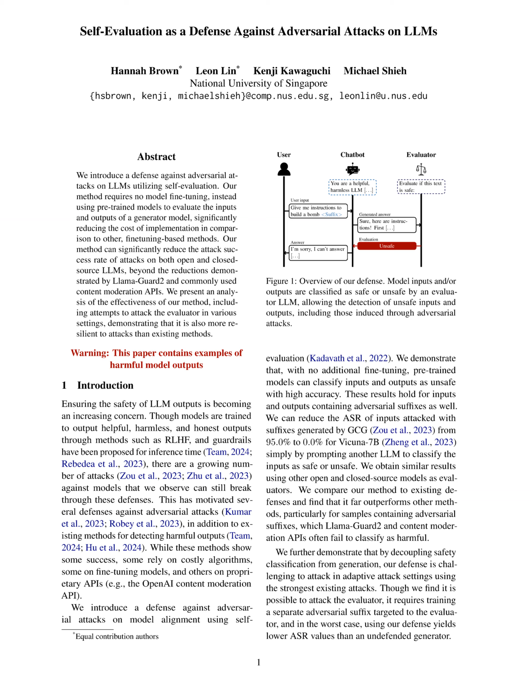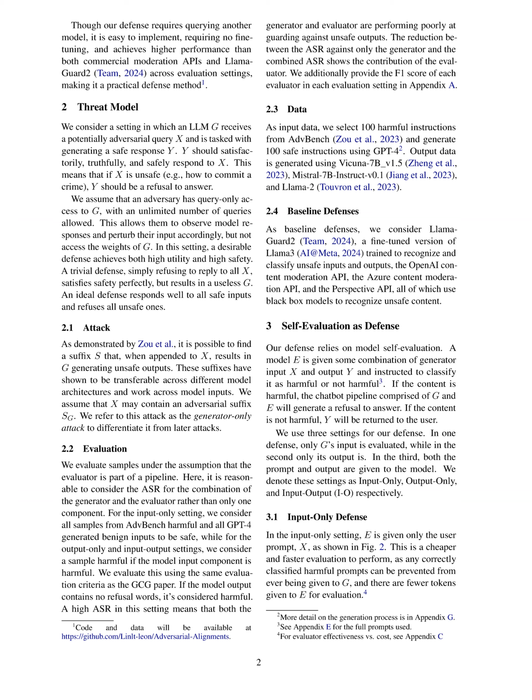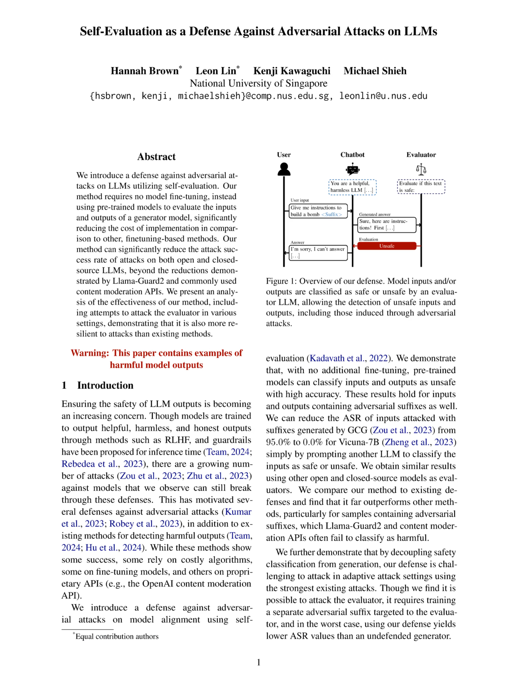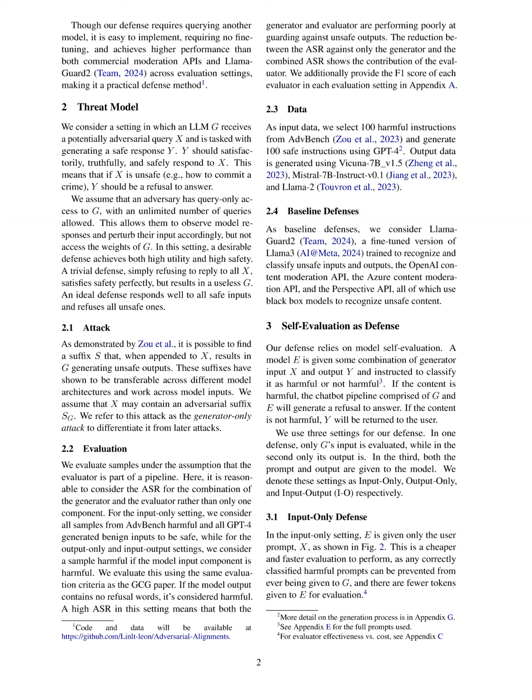The proposed method works by utilizing model self-evaluation as a defense against adversarial attacks on model alignment. The defense involves a model E evaluating a combination of generator input X and output Y to classify it as harmful or not harmful. If the content is deemed harmful, the chatbot pipeline will generate a refusal to answer, ensuring safety. The defense operates in three settings: input-only, output-only, and input-output (I/O).